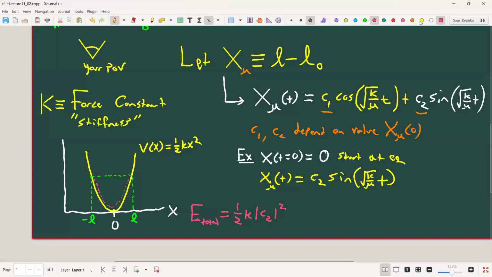So we can think of this as basically 1/2 K times L max squared, where L max is the maximum extent that you placed it initially. I've stretched it initially at this distance, L max, away from the equilibrium point. So that's going to be the amplitude of the wave. Since the amplitude tells you about the spatial position of the mass, and K tells you something about how fast it's oscillating.